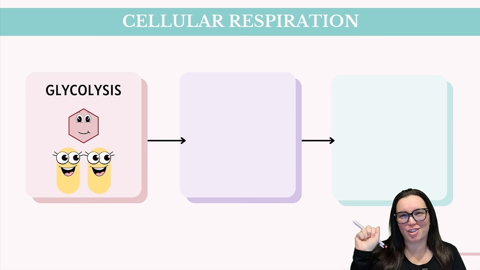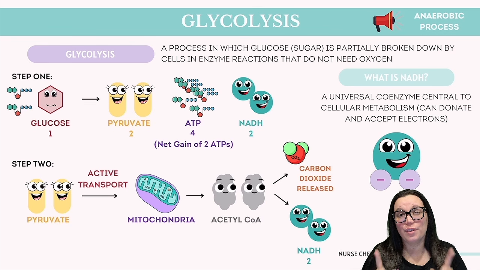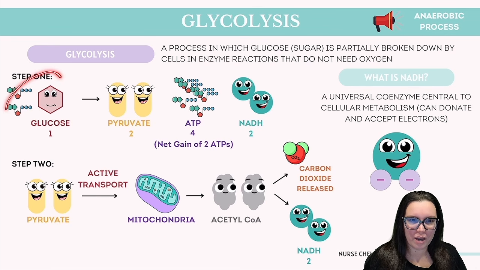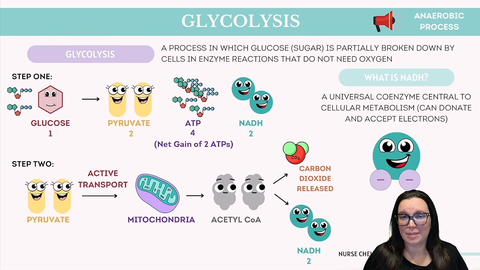So to kickstart our journey through cellular respiration, we're going to start with glycolysis. For this first step, we're going to need a little bit of glucose. Let's start with 1 molecule of it. We're going to begin by essentially breaking down that glucose. As the name suggests, because it ends with OSE, glucose is a type of sugar.